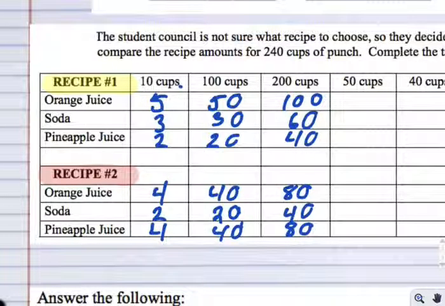Keep in mind that this column in the table asked me for a 200 cup recipe. I can check to make sure I did that by saying, okay, if there's 100 cups of orange juice, 60 cups of soda, and 40 cups of pineapple juice, that's a total of 200 cups. So I did it correctly.